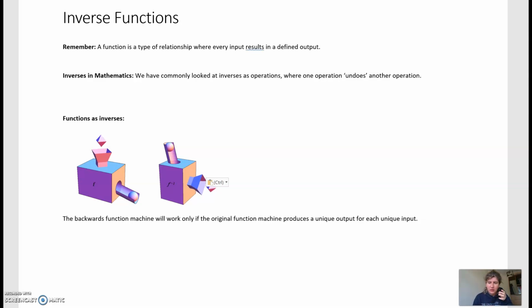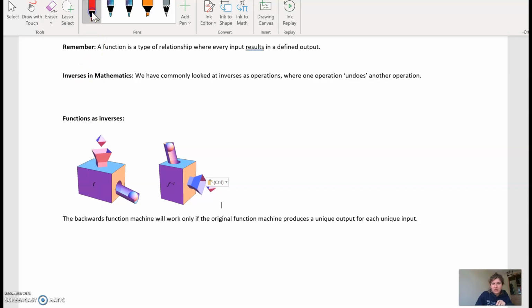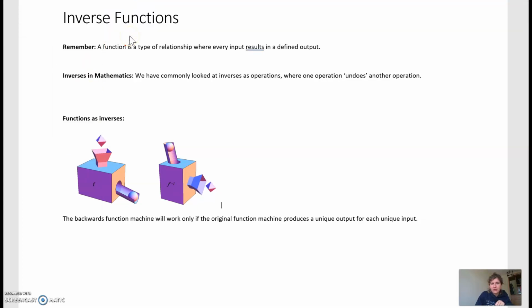Okay, so last bit on functions. The last thing we need to look at is what an inverse function is. I just want you to remember, and I'll send you these notes so you can print them out if you need to, a function is a type of relationship where every input results in a defined output. That's the definition we've been working with so far. Today, when we're looking at inverse functions, this definition is true, but for inverse functions, there needs to be a bit of an added layer onto it as well. We'll talk about that in a minute.